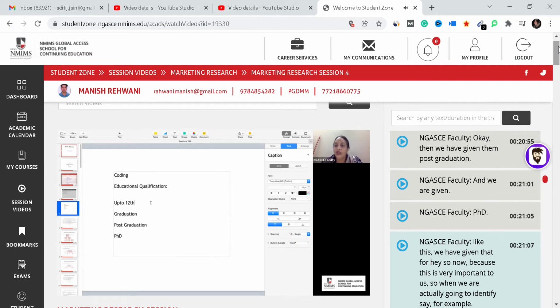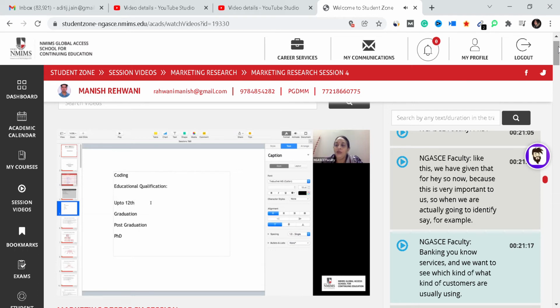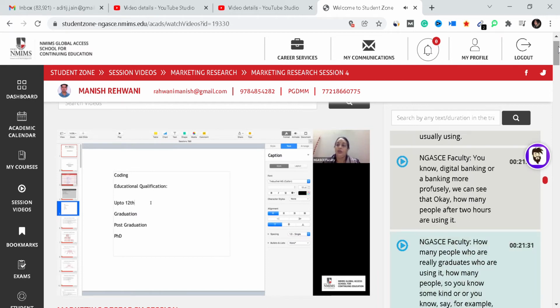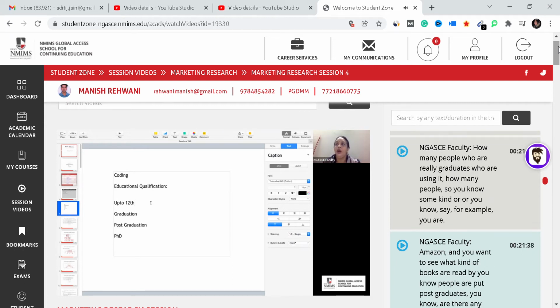When we are going to identify, say, for example, banking services, and we want to see what kind of customers are using digital banking or e-banking more profusely, we can see how many people up to 12th are using it, how many graduates are using it. Or, say, you are Amazon and you want to see what kind of books are read by postgraduates. Are there any books being read by people below 12th? So you want to match their educational qualification with their reading habits, right?